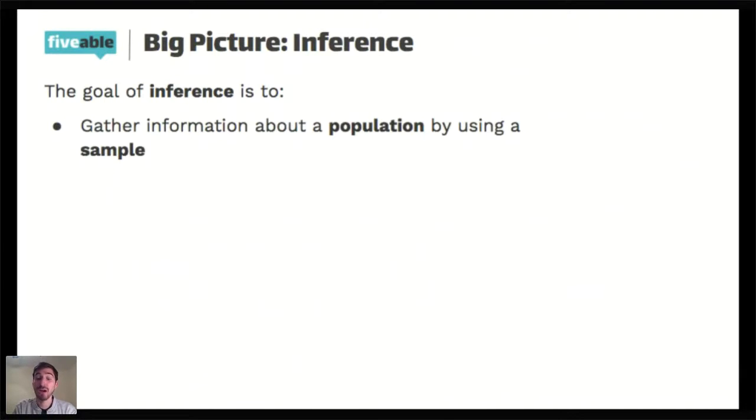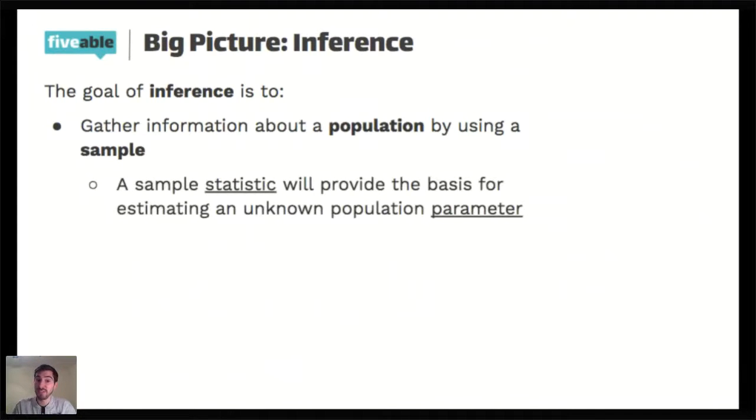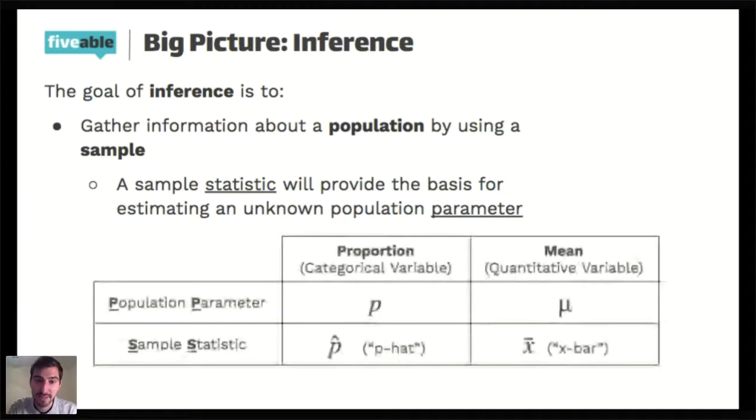So there might be something unknown about a population, like what proportion of all students agree that this course is helpful, or what is the average length of time that people will spend getting to work. And a sample statistic will provide the basis for estimating that thing, even if we're doing comparisons. So we could be testing old treatments versus new treatments, or lots of other examples of comparisons. But ultimately, at the end of the day, hypothesis tests are about p or mu, and we use p hat or x bar to start us off.